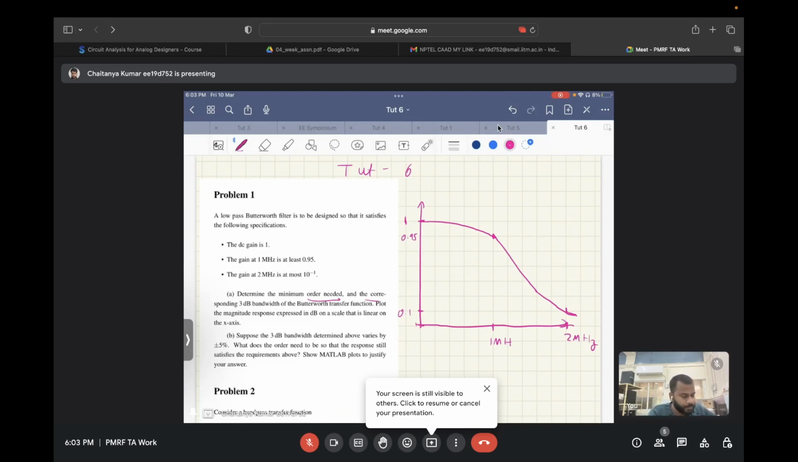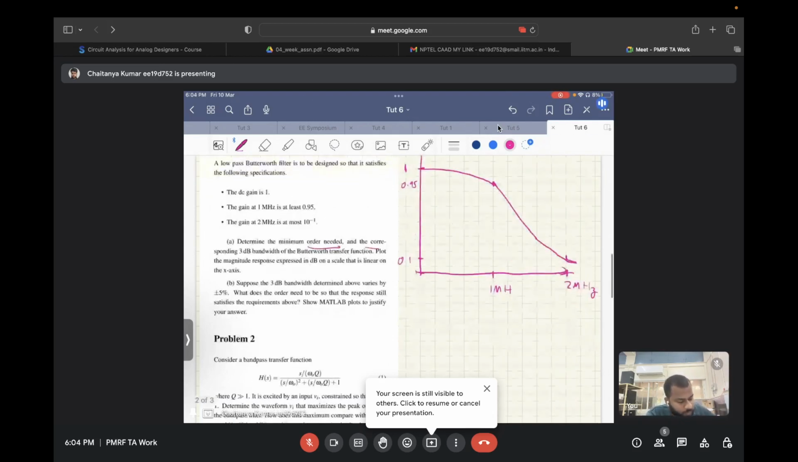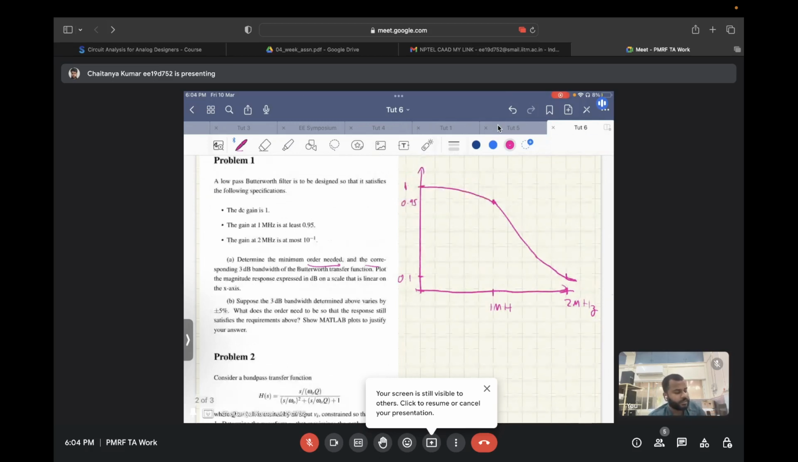Yes, sir. Up to here, okay, sir. Next part is, suppose the 3 dB bandwidth above varies by plus or minus. Sir, if time permits, could you go in detail? For the first part also, it would be revision for me also. I'm enrolled for the exam also, sir, April 29th. Okay, sure.